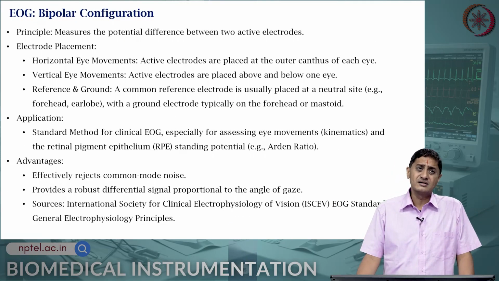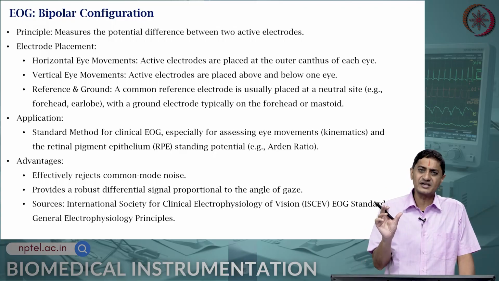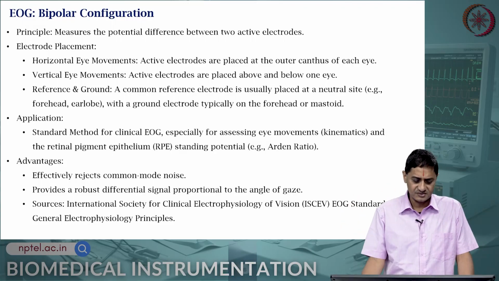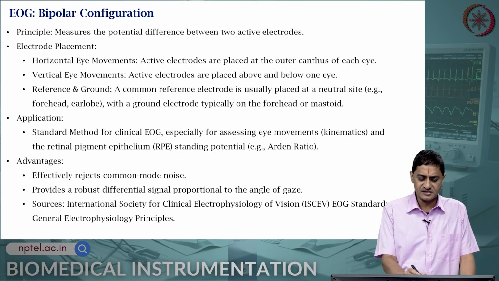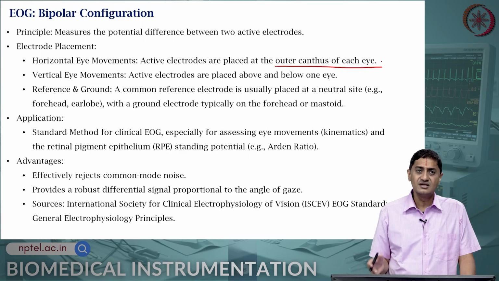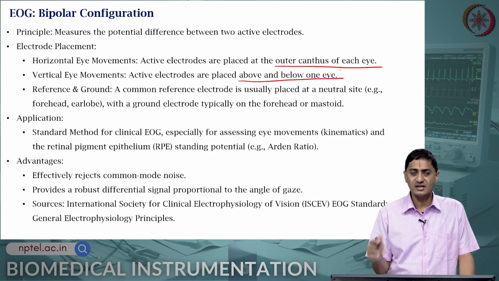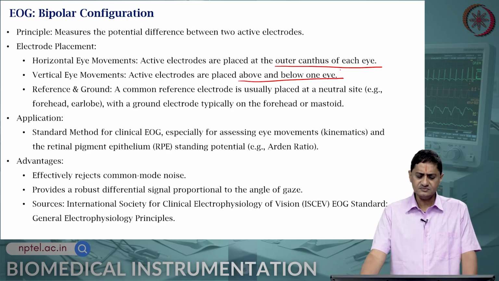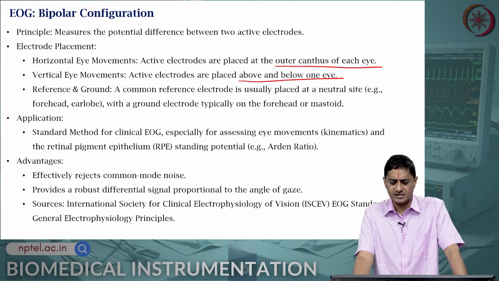In bipolar mode, you essentially measure the potential difference between two active electrodes and you amplify that. So, for horizontal eye movements, there are two active electrodes placed on the outer canthus of each eye. For vertical movements, electrodes are placed one above and one below the eye, right. You use a common reference electrode, usually placed at some neutral site such as the earlobe or forehead, with a ground electrode on the forehead or the mastoid process.